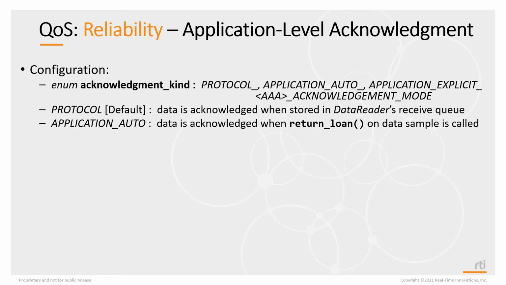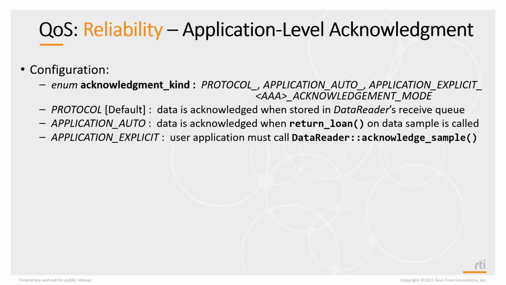If you set acknowledgement kind to application auto, then it's not automatically ACKed at that point. Instead, the ACK is delayed until a return loan is called on the data sample. Return loan is a data reader method that is called either explicitly or implicitly, but only after data was taken out of the receive queue or read from the receive queue. So when the user application sees the data, either takes the data or reads the data, and then at the end of that, a return loan is called to return the memory to DDS. At that point, an ACK is sent back to the data writer application. That's application auto acknowledgement mode.